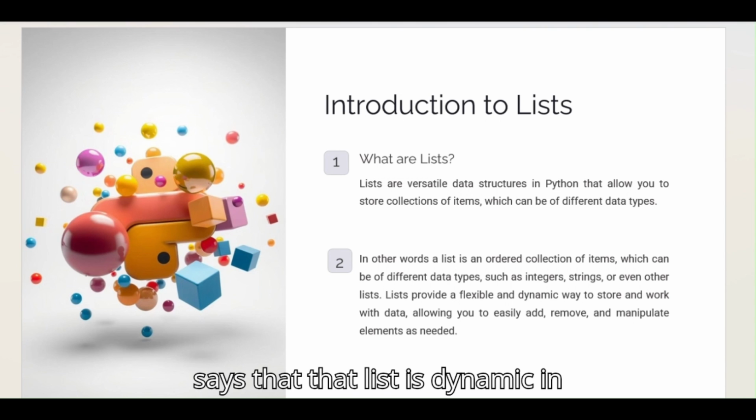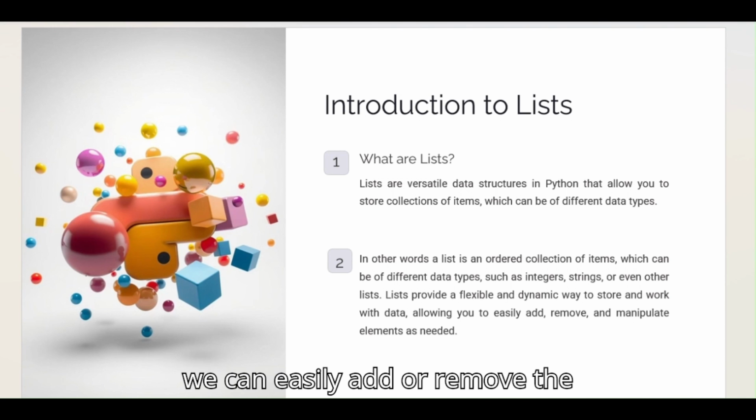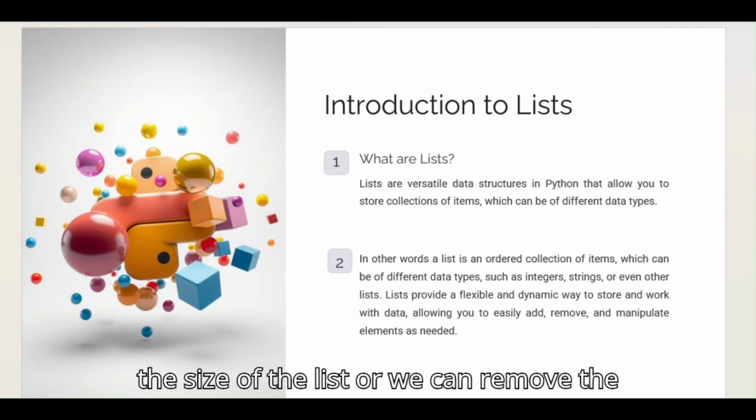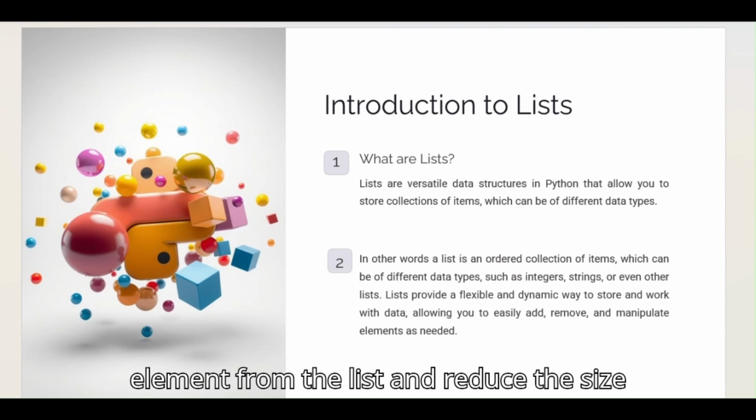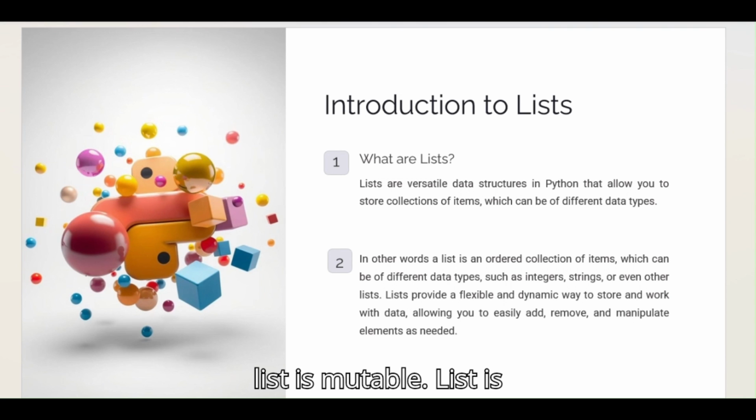The second property says that list is dynamic in nature. Dynamic in nature means that we can easily add or remove elements in the list. We can increase the size of the list, or we can remove an element from the list and reduce the size of the list. The third property says that list is mutable.